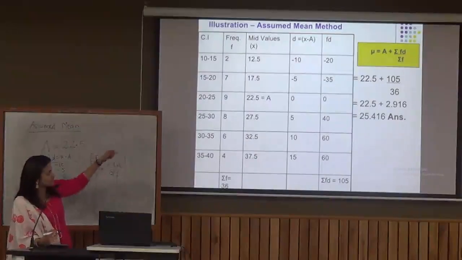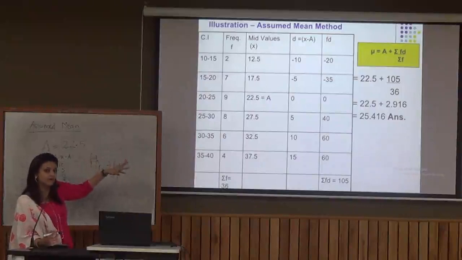Minus 10, minus 5, 0, 5, 10, 15. Yes, you got that right. They're all multiples of 5. And where has this 5 come from? If you observe, it is the class size.